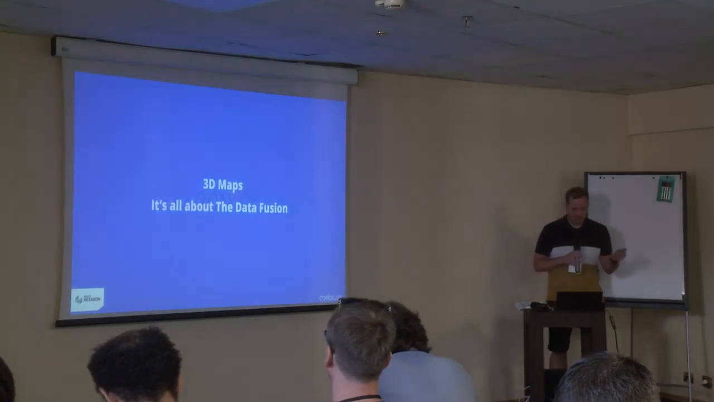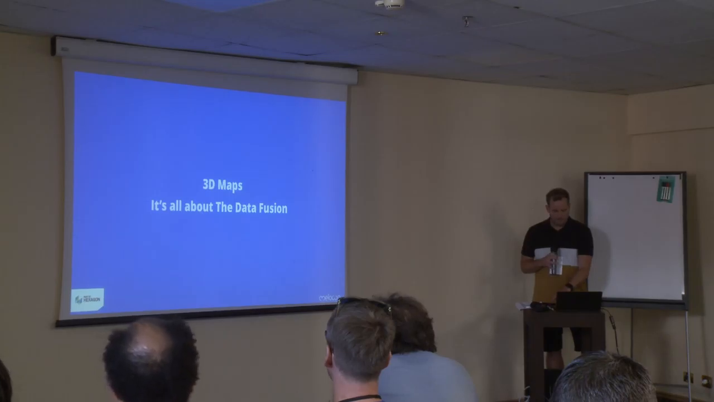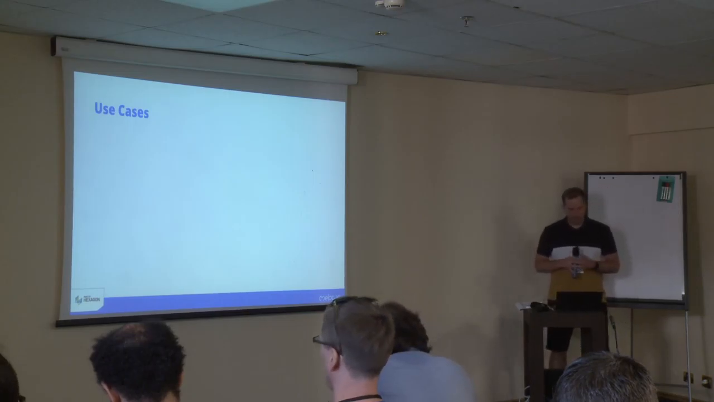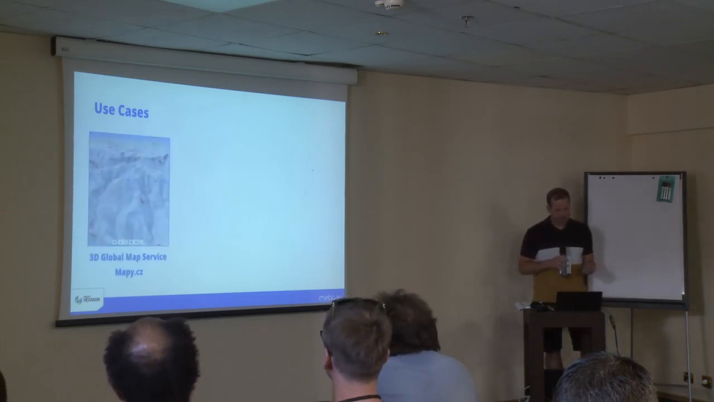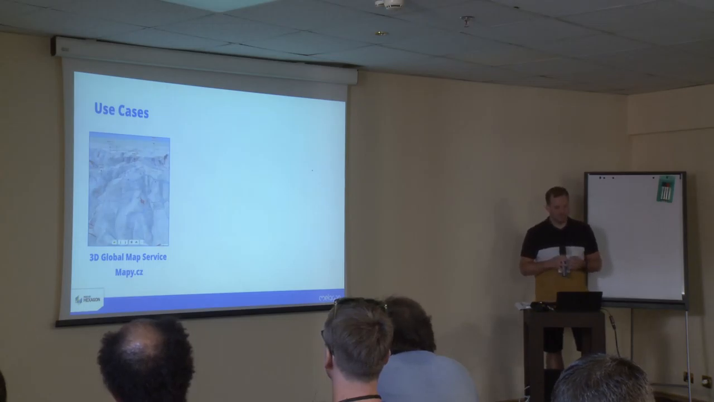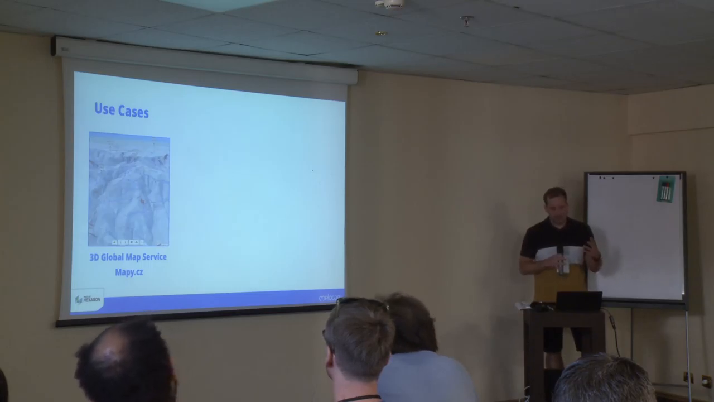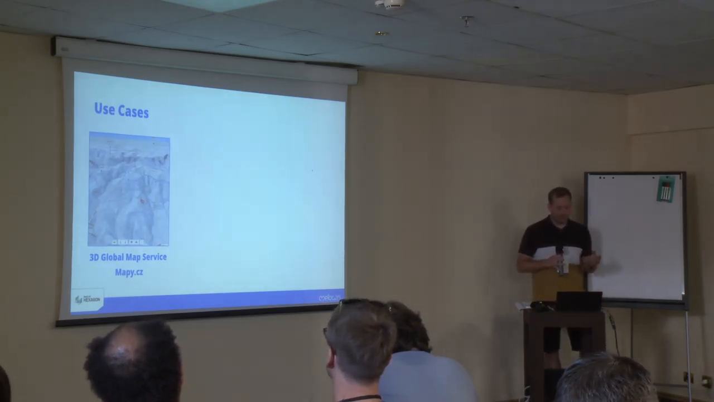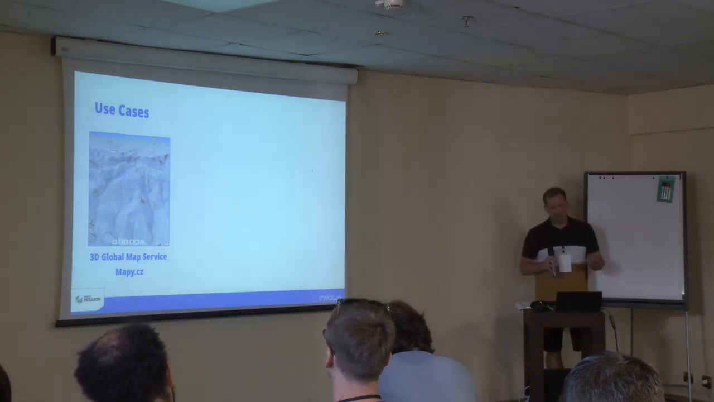But let's get to today's topic, which is instance 3D map data fusion. Why do we need to fuse data together? To answer this question, please consider the following use cases. The first is, for example, a 3D map service with a global focus, but with emphasis on one country. There is a global context with the Earth model and satellite imagery, but in the same map there are more detailed layers with various data like 3D models, VHR orthophotos, and so on.